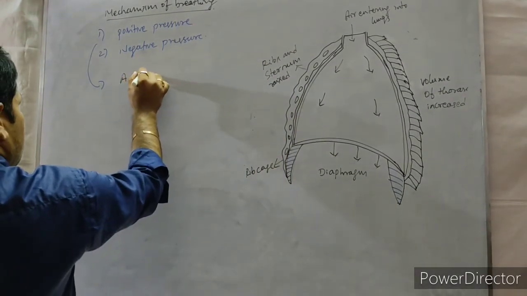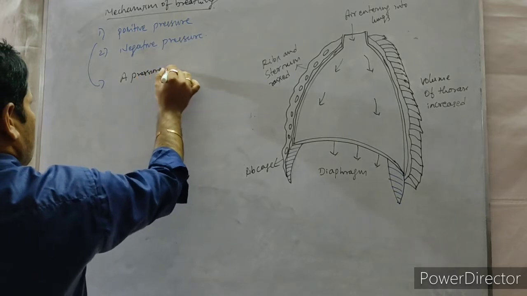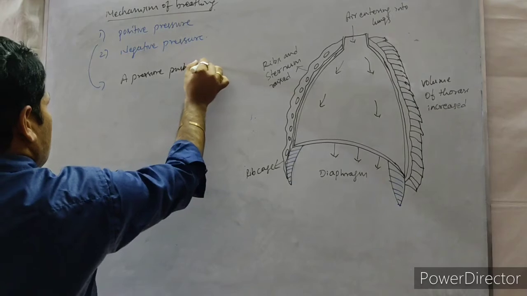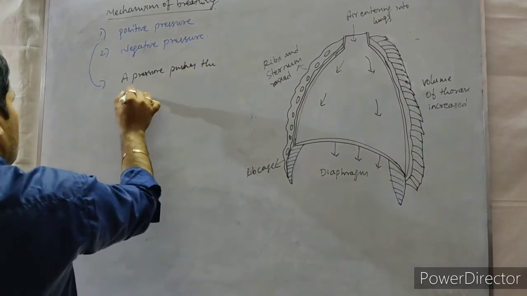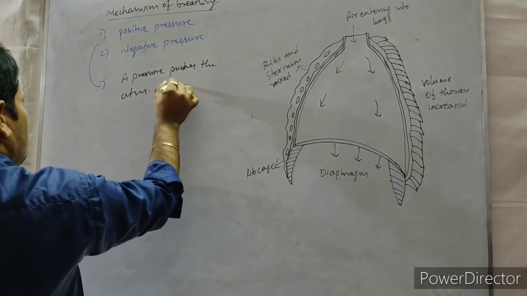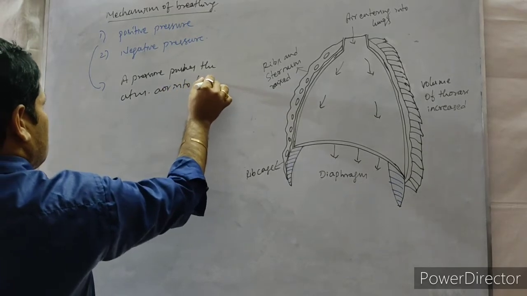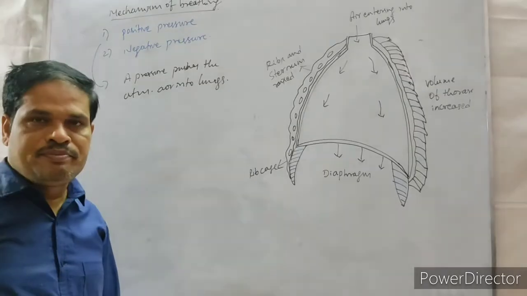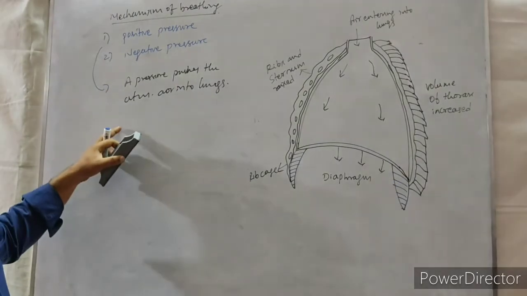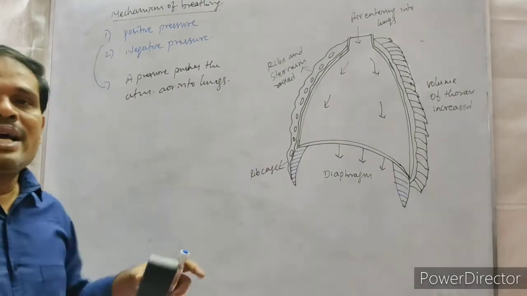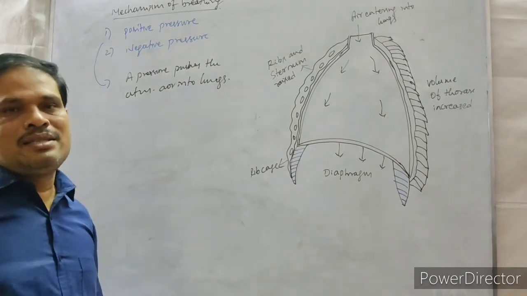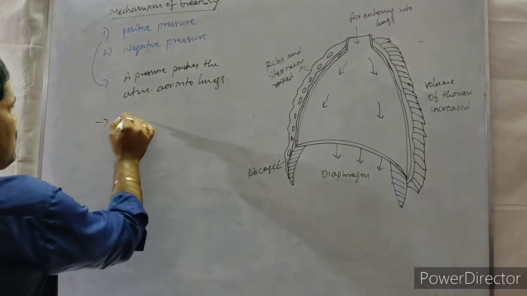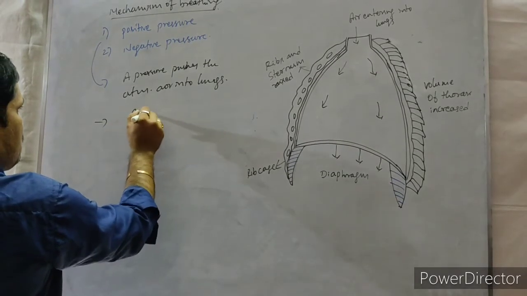The pressure pushes the atmospheric air into the lungs. This is called positive pressure. The pressure pushes the air into the lungs. Commonly, we observe this in the amphibians.